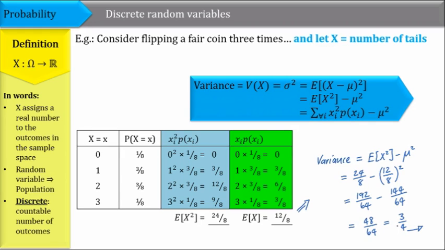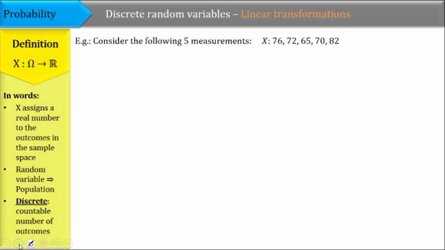And if I want the standard deviation, then I'll simply take the square root of 3 over 4. Now that will be my standard deviation. Right, now the next bit looks at linear transformations.